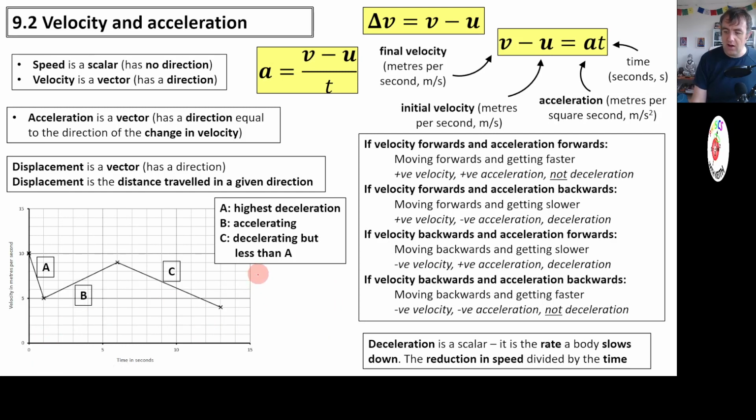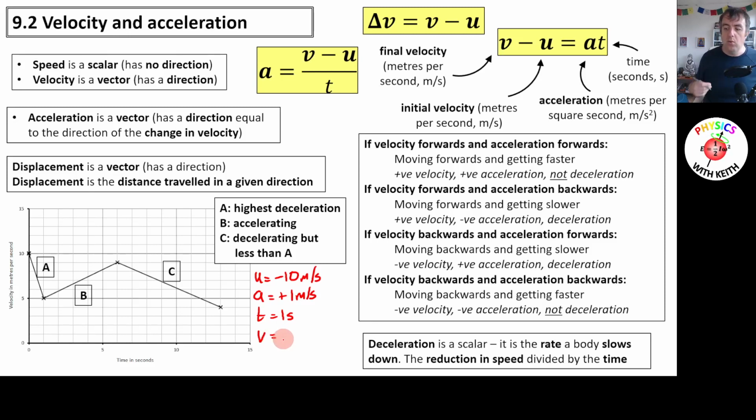In the third case, our initial velocity is backwards, negative 10 meters per second. Our acceleration is forwards, that's positive 1 meter per second squared. And let's keep our duration as 1 second, just so we get a feel for what's going on. So what's happening with the final velocity? Well, we have been gaining positive 1 meter per second, every second. So we've gone from negative 10 to negative 10 plus positive 1, which is negative 9 meters per second.